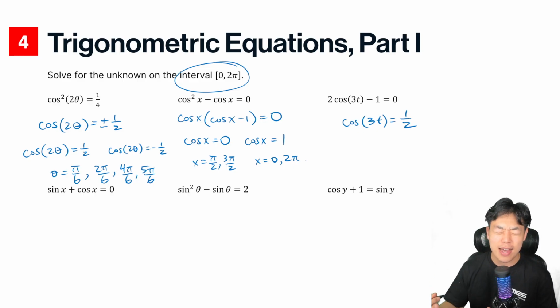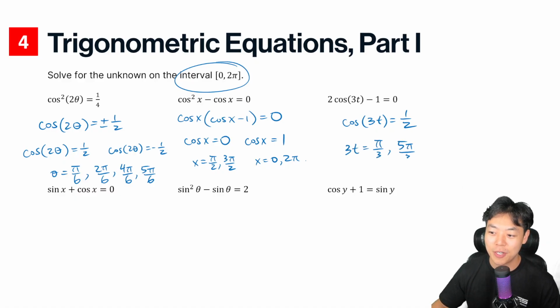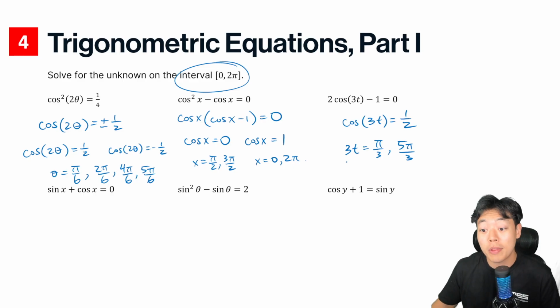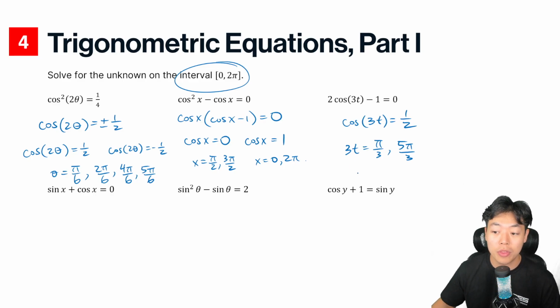So where does the x value give us 1/2 on the unit circle? Those values are pi over 3 and at 5 pi over 3. We're going to divide both sides by 3, or in other words, multiply by the reciprocal of 3, which is 1/3. We'll get pi over 9 and 5 pi over 9. Let's go over these now.